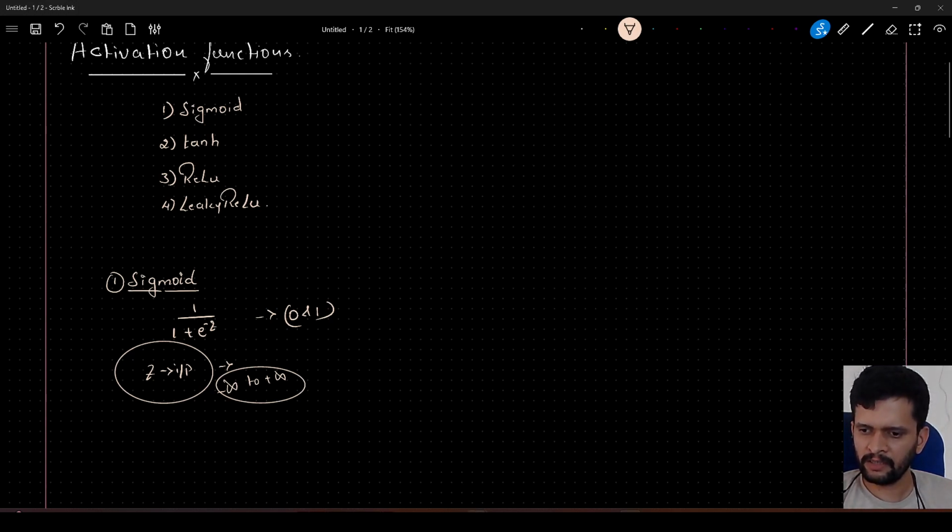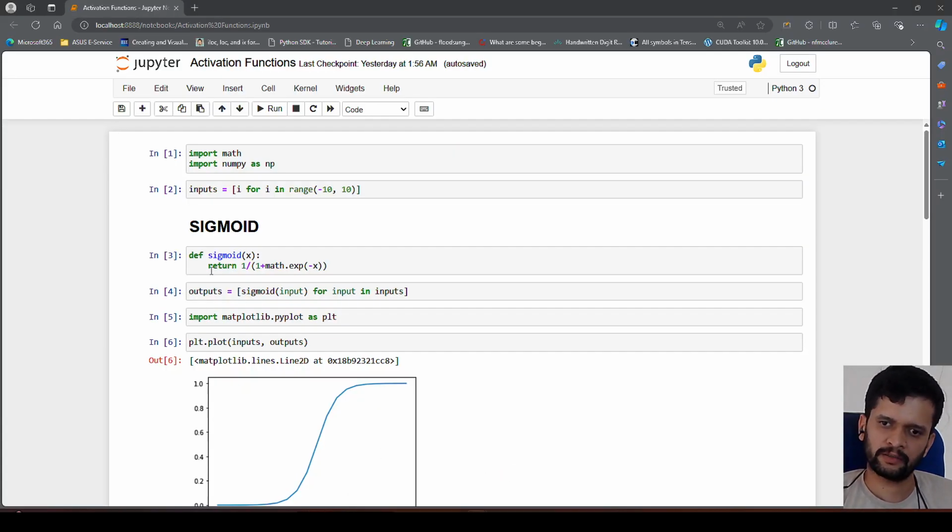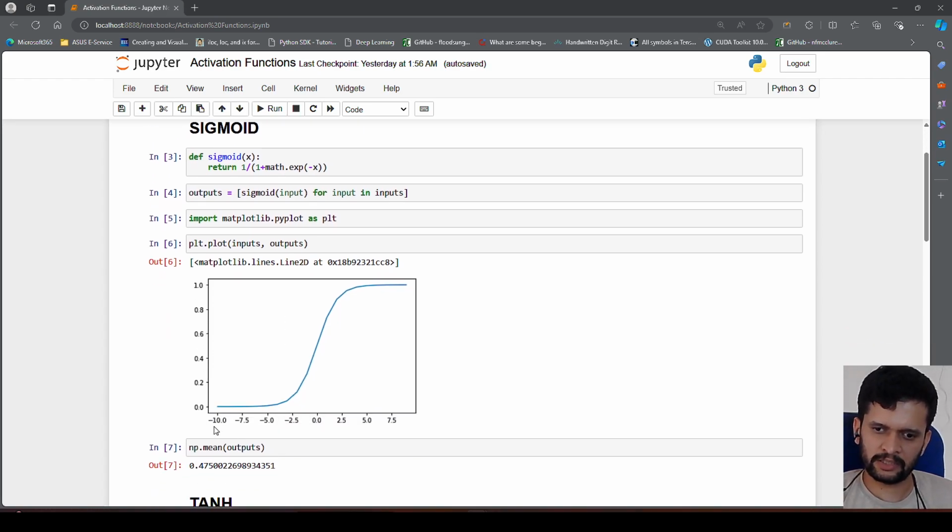And how do we implement it? So this is how we implement it. Return 1 by 1 plus math.exp to the power minus x. X will be our input. And if you plot it, this is how it will look like. Okay. So exactly at the 0th value, the sigmoid of 0 will be 0.5. Okay. So this is how the sigmoid curve looks like.